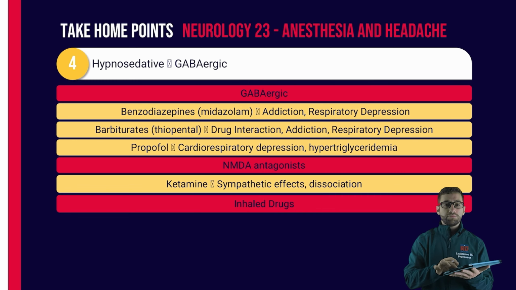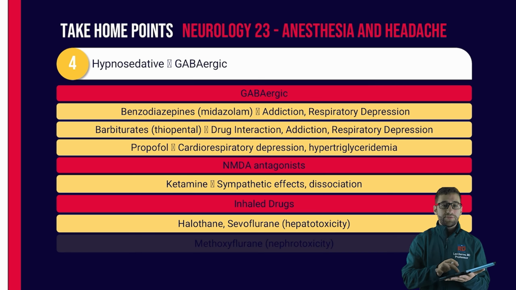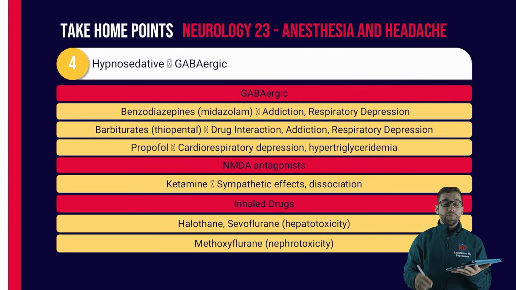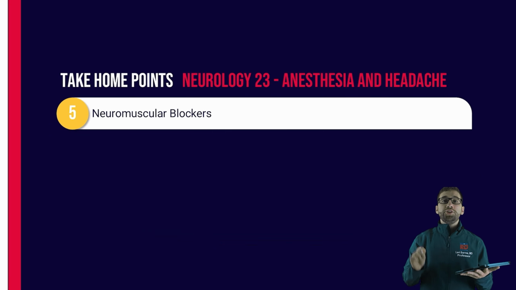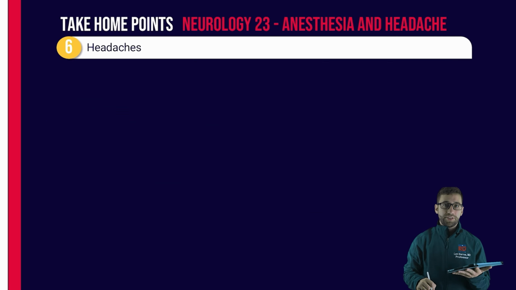Inhaled anesthetics, like halothane and sevoflurane, can cause hepatotoxicity, while methoxyflurane can cause nephrotoxicity. A common serious side effect of these drugs is malignant hyperthermia, which is treated with dantrolene. Neuromuscular blockers are used to induce muscle paralysis. Depolarizing agents like succinylcholine can cause hyperkalemia and malignant hyperthermia. Non-depolarizing agents like cisatracurium and rocuronium are also used, and they block nicotinic and muscarinic receptors.